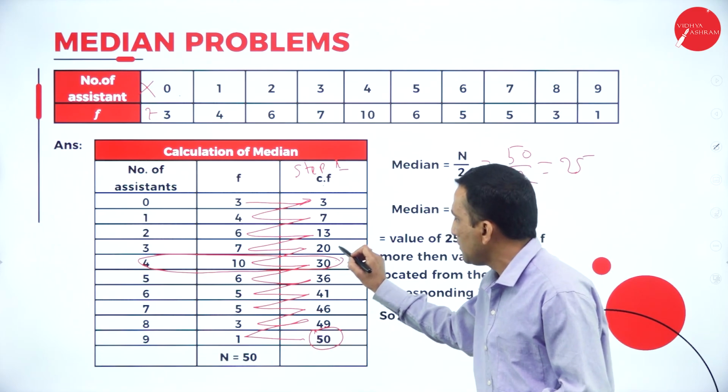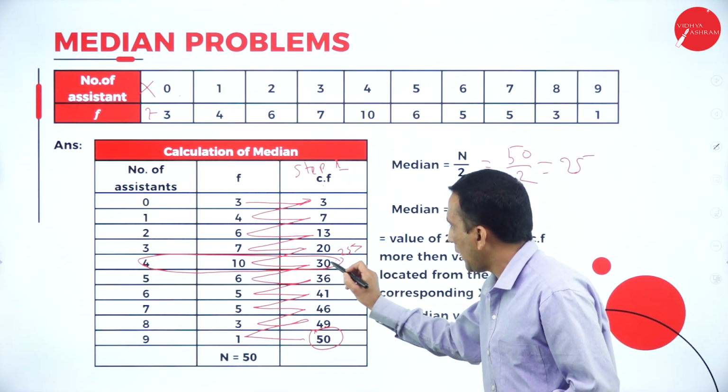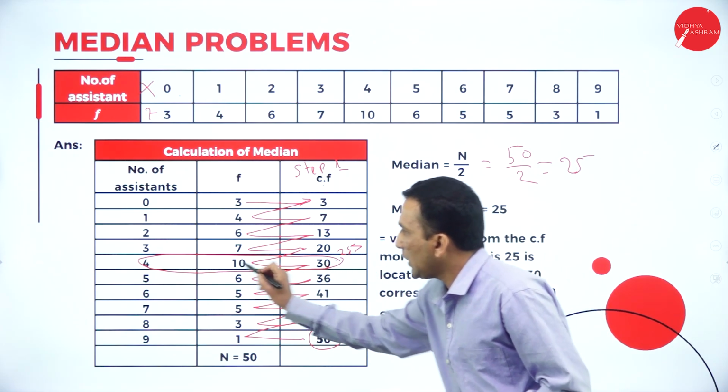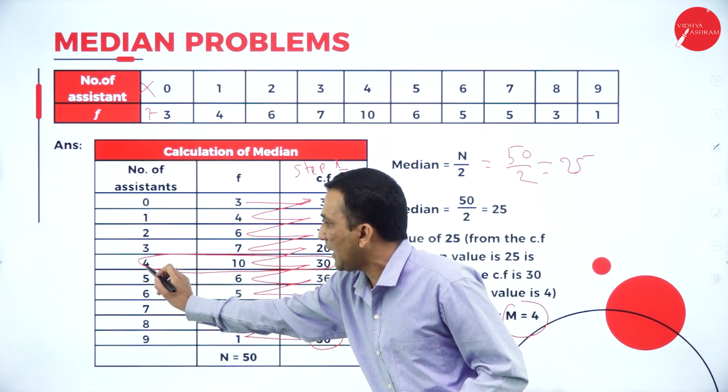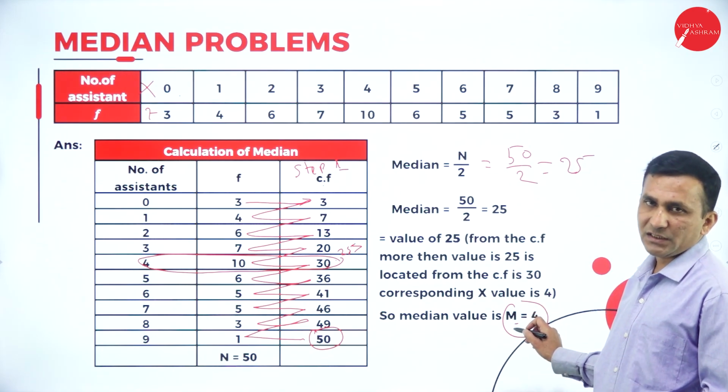Because when you look for the value more than 25, it is lying at 30. Opposite 30, the x series value is 4. So we can say the median is 4 in this problem.